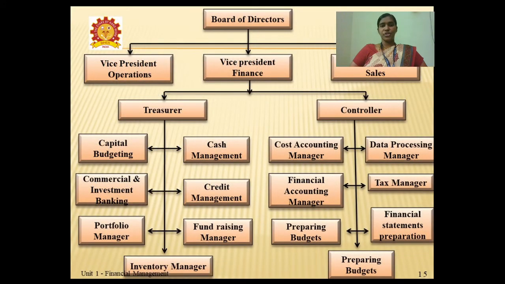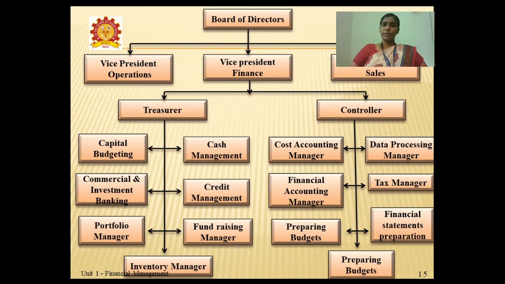So this is the chart. Board of directors, the vice president of operation, vice president of finance, vice president of sales. Normally, 3 vice presidents will be there in all organizations. Under the vice president of finance, again there are 2 important subordinates. First one treasurer, second one controller. The treasurer again has some roles and responsibilities in the organization.